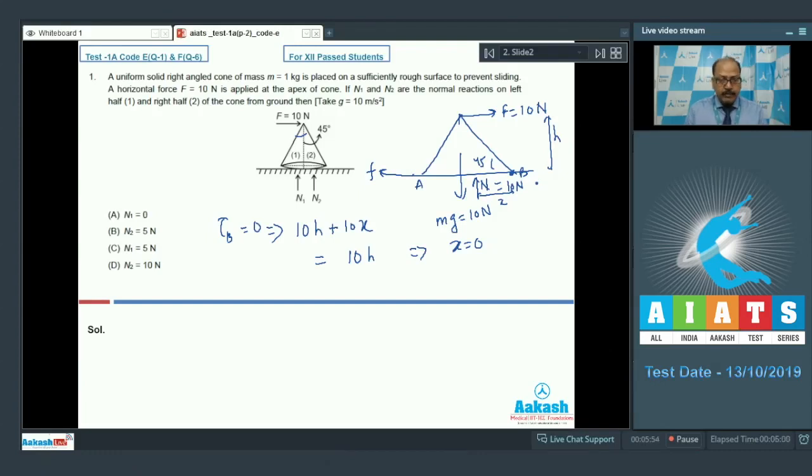Let's look at the options again. N1 is 0 will be correct because there is no normal reaction in the left half. So option A is correct. N2 is 5 Newton is not correct. N2 is 10 Newton is correct. So for this question, options A and D are correct. Let's move on to the next question now.